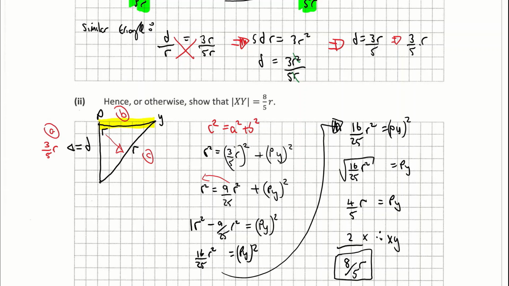Okay, so let's have a look at the next part of that question, part B. So let's scroll down and see what they want us to do.